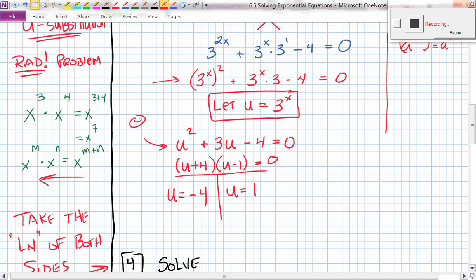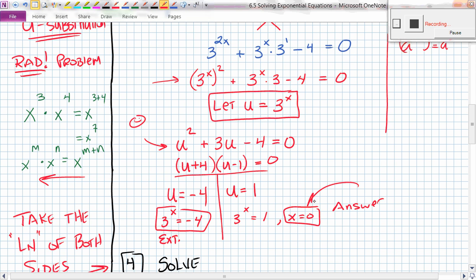But that's not actually the answer, because what is u? 3 to the x, right? So if I replace this, I say 3 to the x equals negative 4, or 3 to the x is equal to 1, and the goal is to solve for x now. On the left-hand side, that's an extraneous solution, because 3 to the nothing will give me negative 4. So this ends up being extraneous. And 3 to the what power gives you 1? There you go. So x is equal to 0 is your answer. Isn't that crazy? That is a rad problem.